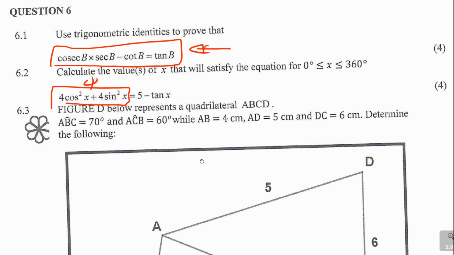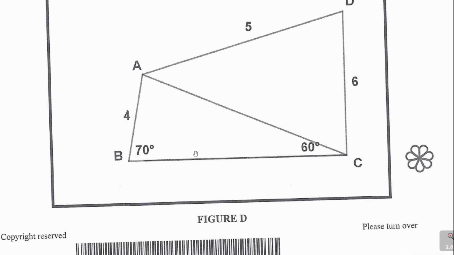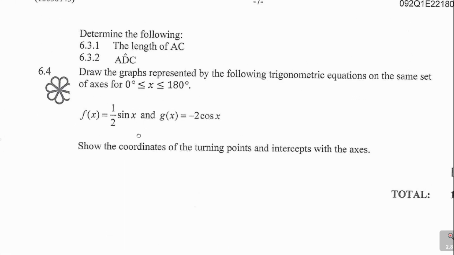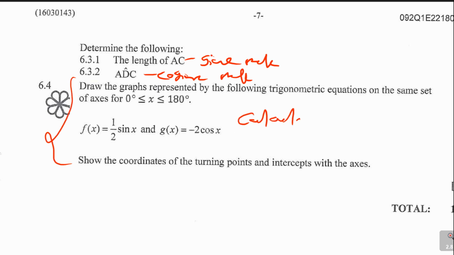And then guys, my time is finishing. You're supposed to solve this, and then with this, what were you given? You were given something basic. You were given say determine the length of AC and this angle. Here you had to use the sine rule, and here you had to use the cosine rule. Okay, and then draw this graph. I'll show you how to draw this graph using the calculator. The calculator is the best when you're drawing these graphs.